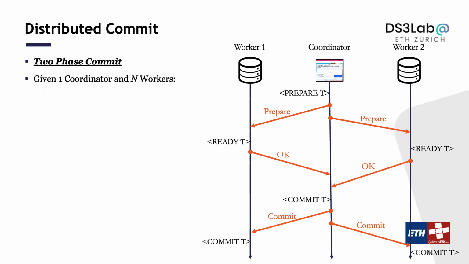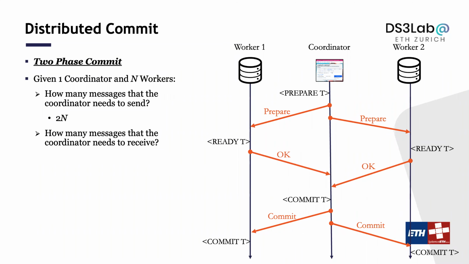So assuming you have one coordinator and n different workers, how many messages does the coordinator need to send, when everyone is okay? The coordinator needs to send the workers essentially two times n messages. I need to send n prepare messages, one for each worker. Also, I need to send commit, one for each worker. How many messages does the coordinator need to receive? Here it is also n, because each worker needs to tell me the vote.